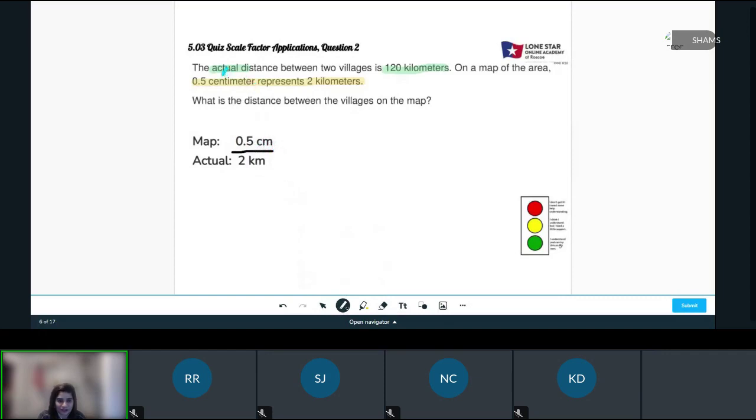They also gave you that the actual distance between two villages is going to be 120 kilometers. Where do you think you will place 120? Jasmine, welcome to class. Macy, welcome to class. Join your pod. Davin, join your pod. This way I'm going to be able to see your work and give you feedback. So the actual distance of this village is 120 kilometers. So 120 goes here.